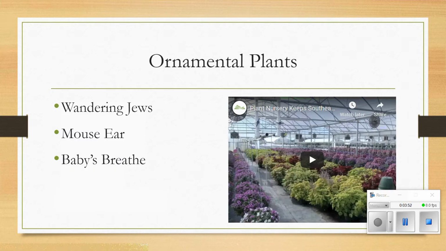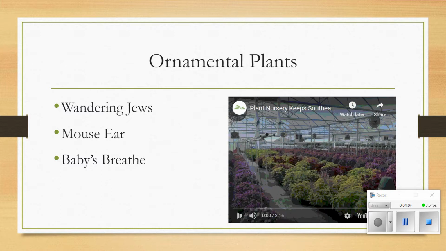And here's a video of a nursery. It shows a lot of different ornamental plants. And the ornamental industry is a huge industry because people will spend money to make their homes look better.